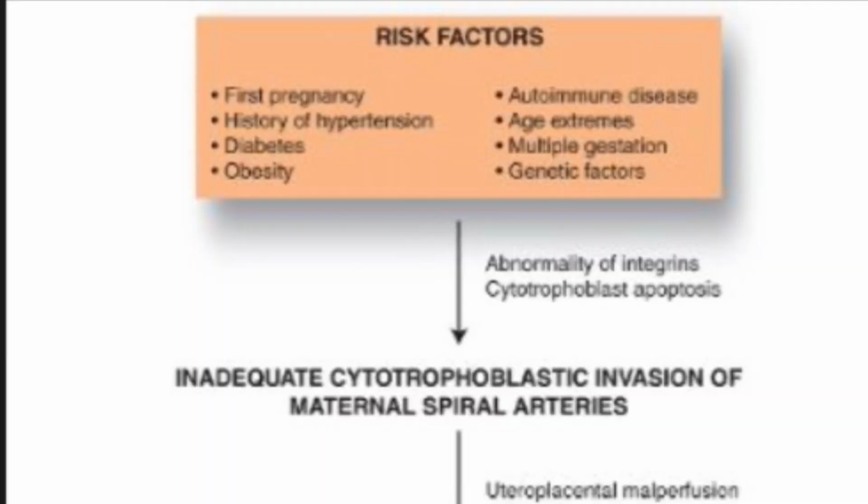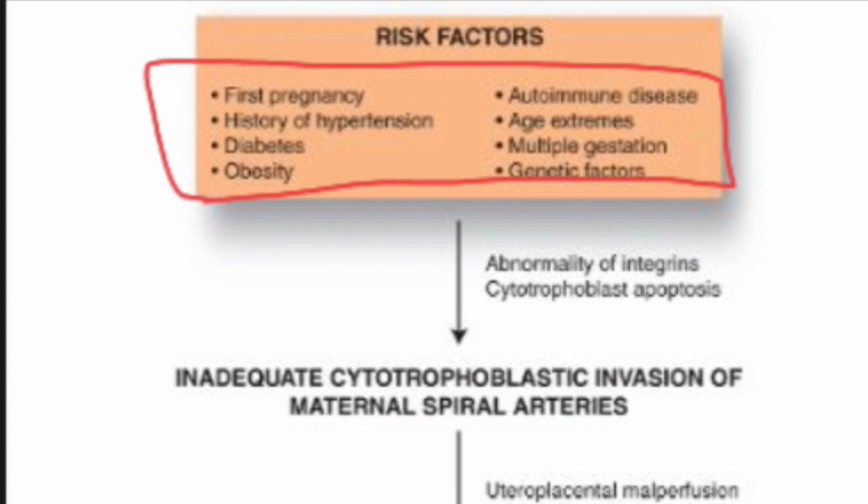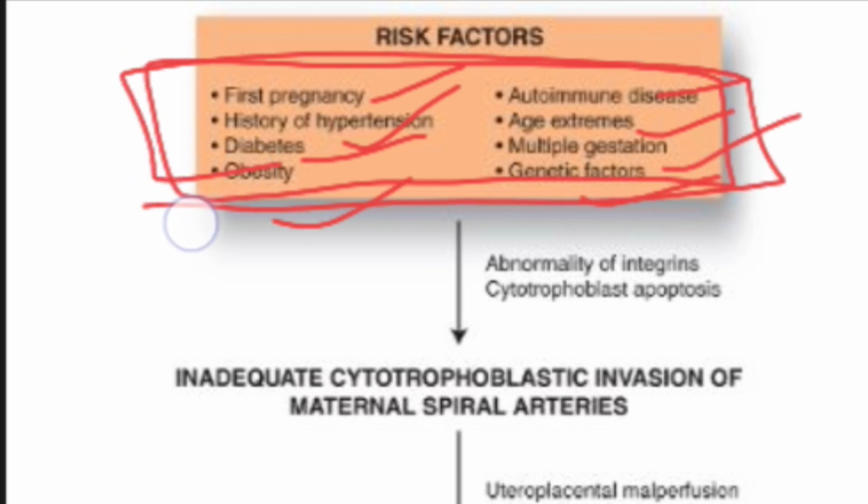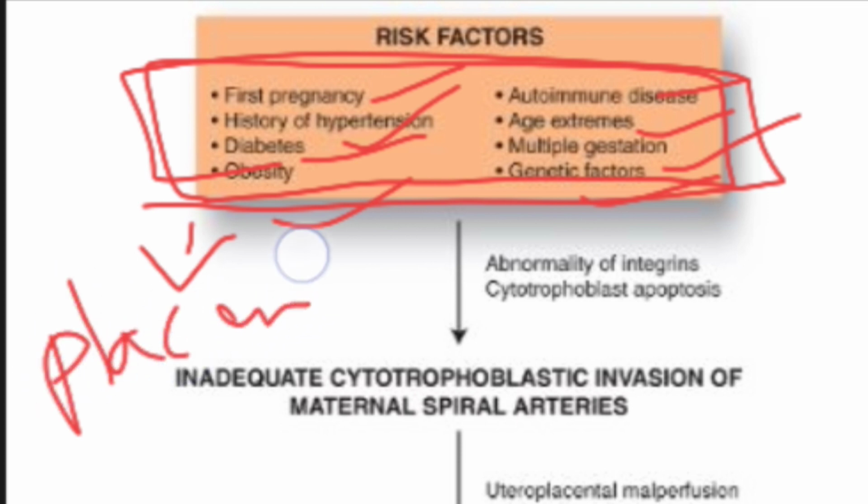Pathoetiology of hypertension. First, these are a few risk factors. If it's her first pregnancy, or she already has a history of hypertension, diabetes, obesity, autoimmune disorder, age extreme, that means the mother is around 35 or above, multiple gestation, genetic factors, or any risk factor that makes the placental growth poor or the placenta abnormal, then that will lead to hypertension.